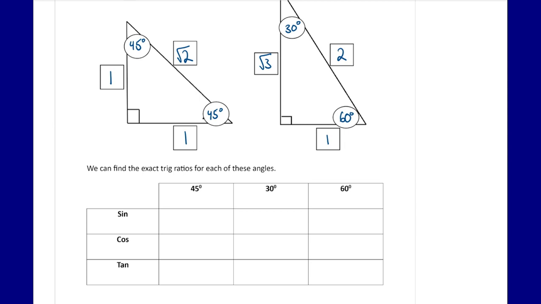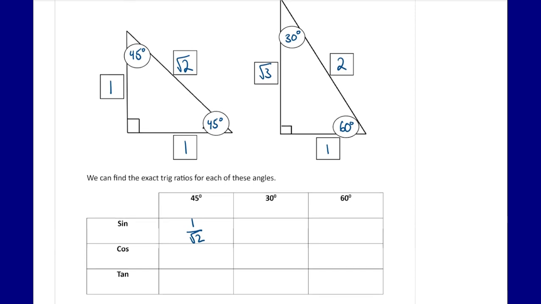So sine of 45. If we look at our 45-degree angle, it doesn't matter which one, you can pick one. Sine, remember, is opposite over hypotenuse. So either way, our opposite is going to be 1 over the hypotenuse of root 2. For sine of 30, if we go to our second triangle, use 30 as our reference angle, opposite over hypotenuse. In this case, it's 1 over 2. Sine of 60 degrees, again, opposite over hypotenuse, so root 3 over 2.